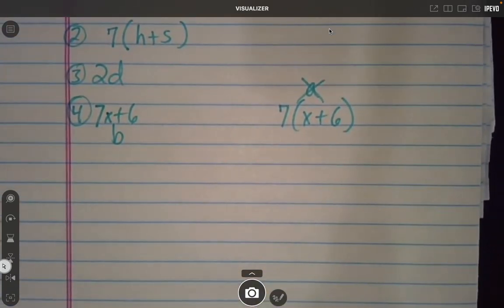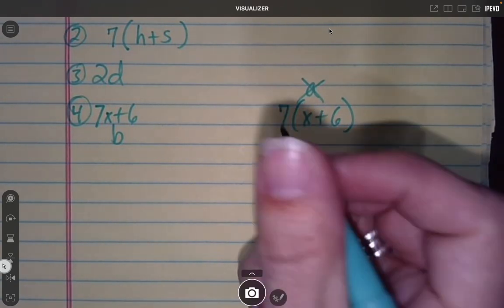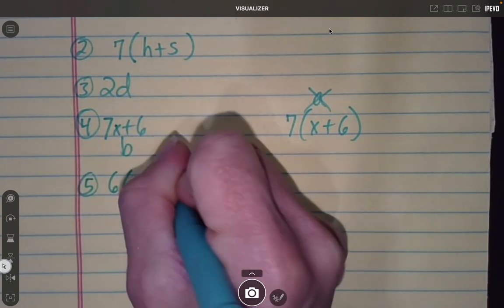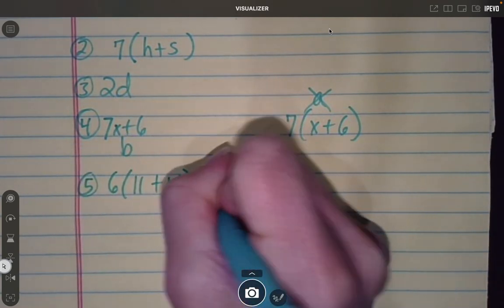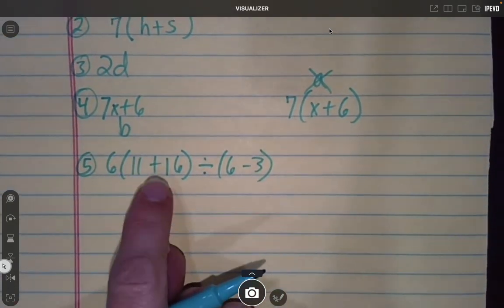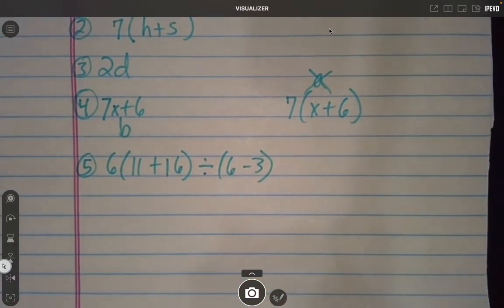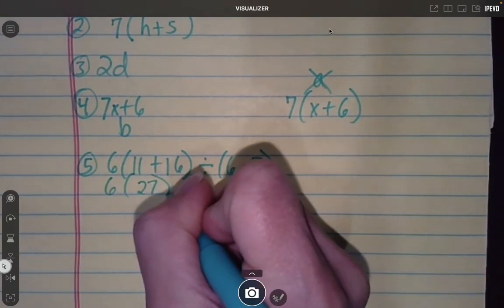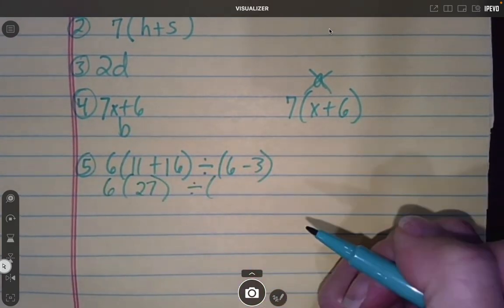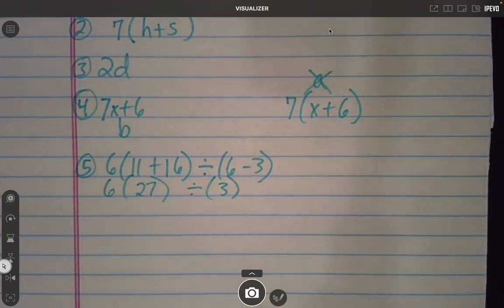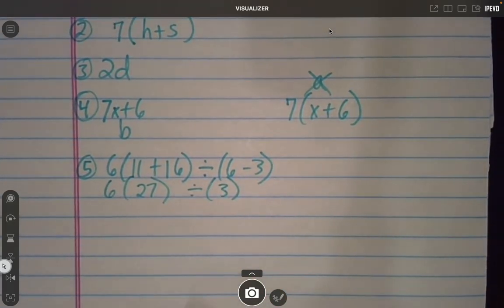All right. Then number 5. Let's see. It looks like this one. I'm going to work through it. We have 6 times 11 plus 16, divided by 6 minus 3. So what's in parentheses? Well, I'm just going to go through it. Y'all don't have to give me the answer. What's 11 plus 16? 27. And then what is 6 minus 3? 3. Then what do we do next? So what's 6 times 27?